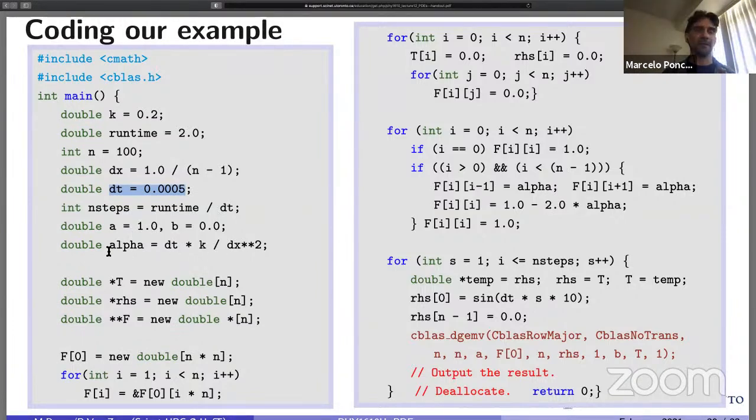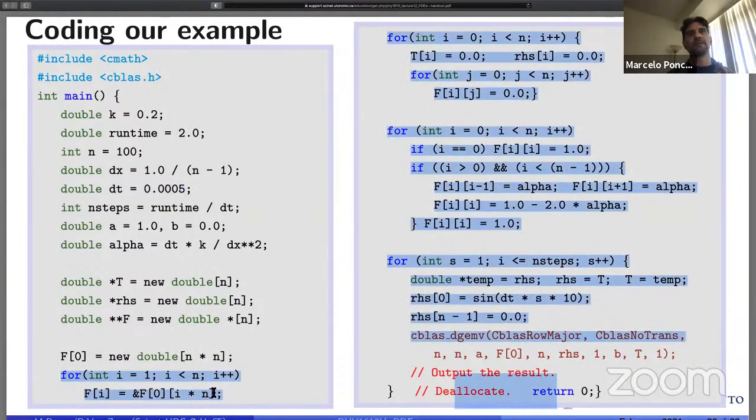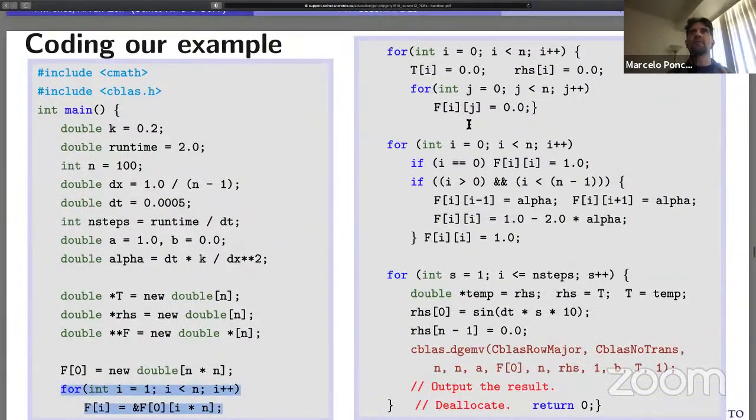Then the alpha, as we saw before in the definition for creating the matrix, is delta t times kappa divided by delta x squared. And then we're going to define some arrays for the temperature profile, the right-hand side, and the matrix operator. That's why there is a double star here, a pointer to a two-dimensional array. I'm going to first allocate enough space for the whole array, and then initialize. So these 4 loops that you see here, one here, one here, and then 2 more nested here, are for initializing the different elements of the matrix.